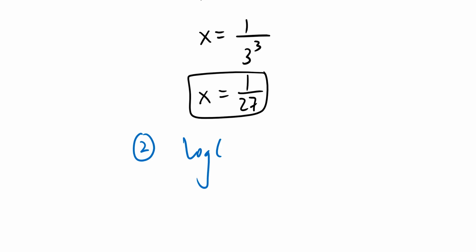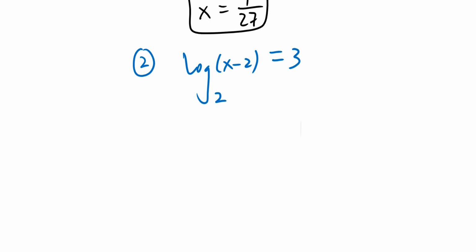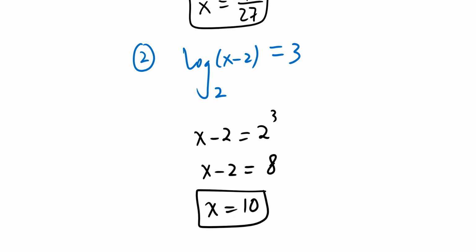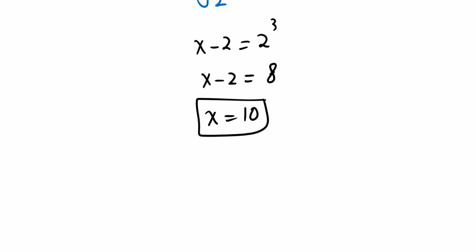Log of x minus 2 base 2 equals 3. Same procedure. So 2 to the third power equals x minus 2. So x minus 2 is 8. Add 2 to both sides. Next one. Negative 1 equals log of 2x base 3.